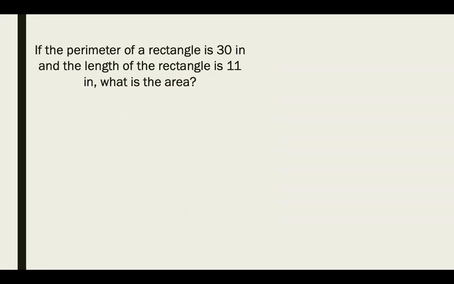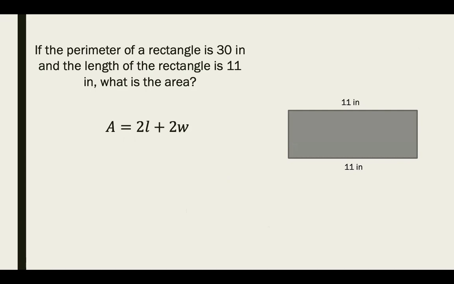All right, let's look at a different type of question. If the perimeter of a rectangle is 30 inches and the length of a rectangle is 11 inches, what is the area of the rectangle? So it might be helpful to draw a diagram. So let's do a rectangle here. The length is 11, so that means 2 of the sides are 11. We don't know what the other sides are, but we do know the perimeter is 30, so we can figure that out.